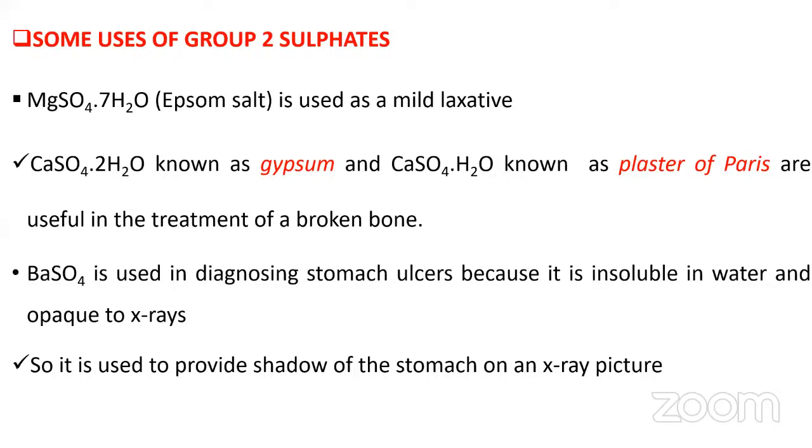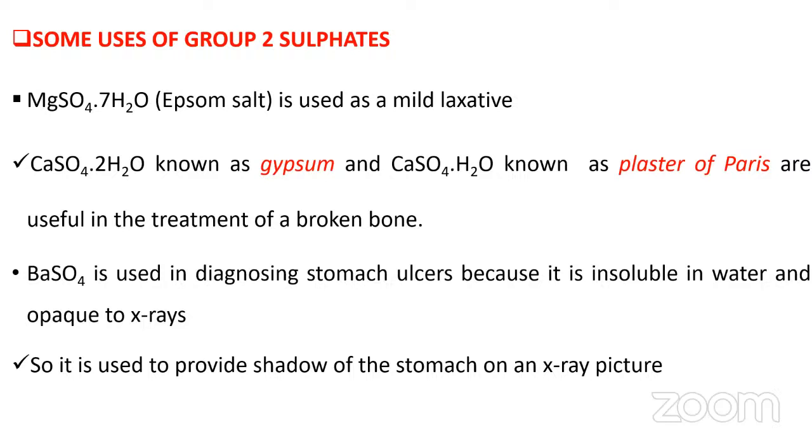It will form an opaque compound on the stomach, so that it's a little bit hard, so that the X-ray picture of the stomach can actually be obtained. So it provides something like a shadow on the stomach, so that the X-ray of the stomach can be obtained. It's because your barium sulfate is insoluble in water. That is why you can actually use it in diagnosing stomach ulcers.